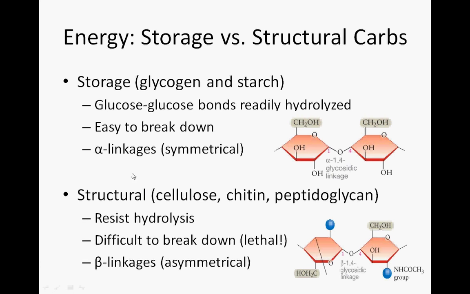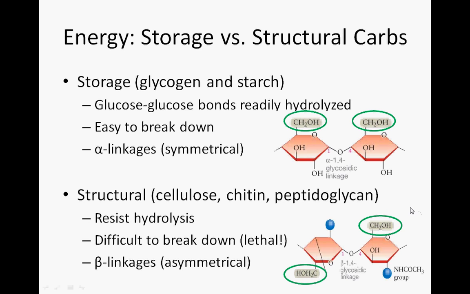In contrast, structural carbohydrates, again cellulose, chitin, and peptidoglycan, resist bond hydrolysis. They are hard to break down, and in fact we saw in the case of bacterial cells in the presence of penicillin, it's lethal to have them broken down. The reason for that is because they're held together with beta linkages, which are asymmetrical. So what the heck do I mean by that? It's this.